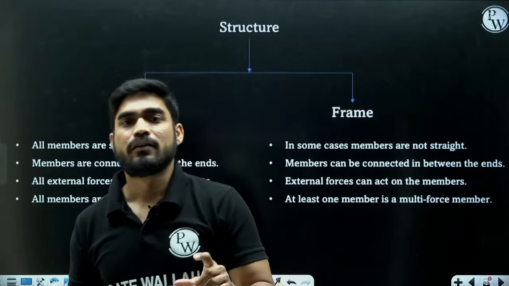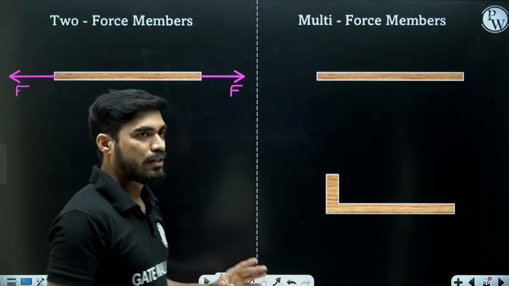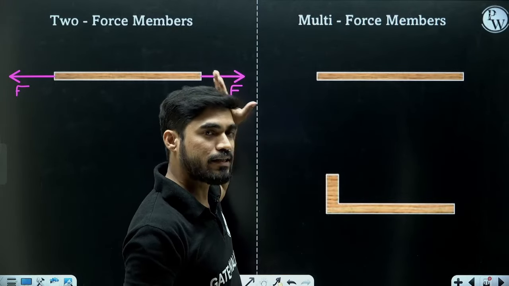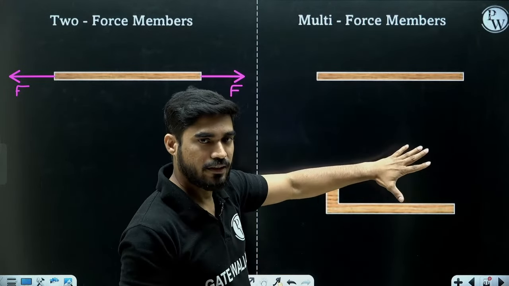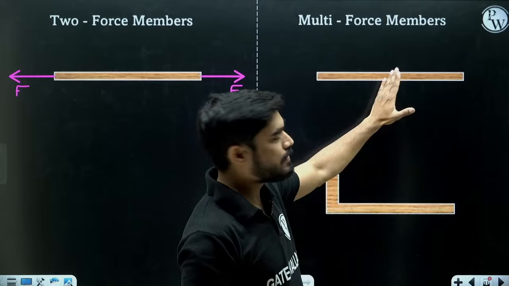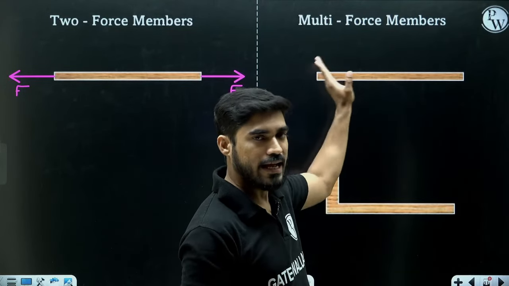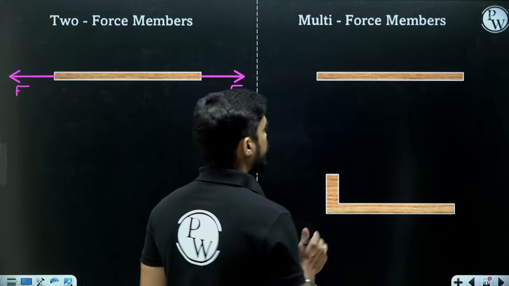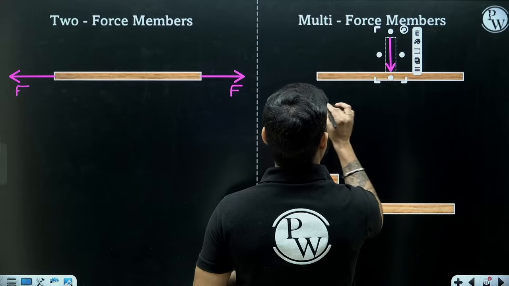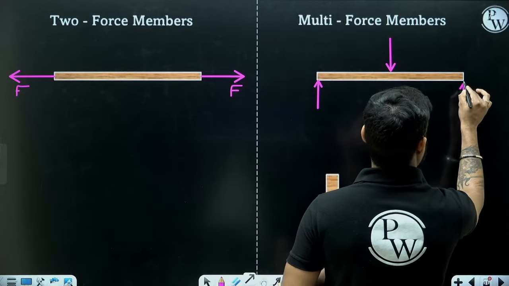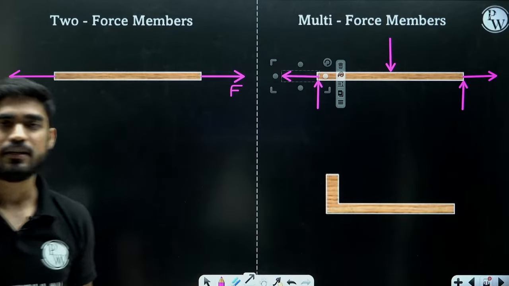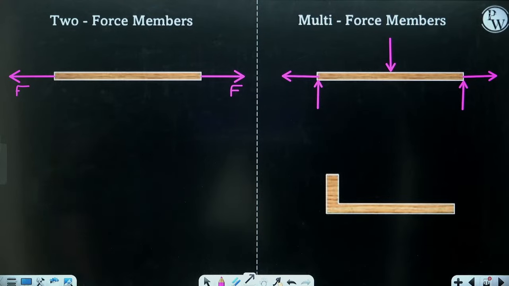Now understand. If the member of a frame is a two-force member, is a straight member, and it is also subjected to force only at the ends, then it will be same as this. But let's say it is a straight member and it is subjected to forces at the ends as well as in between. Then it will be something like this. Now what is it? It is a multi-force member.